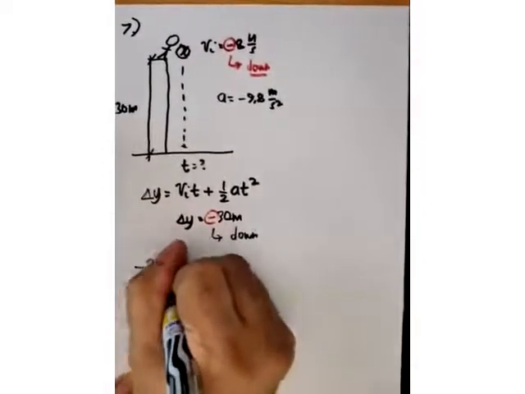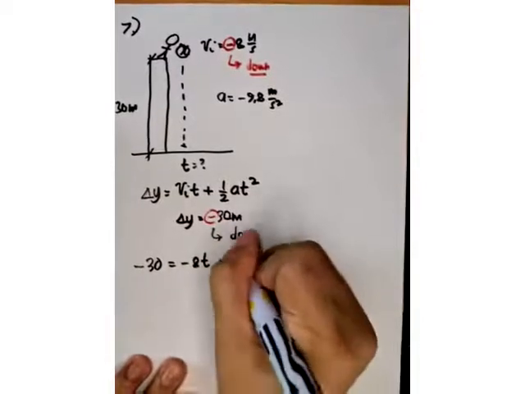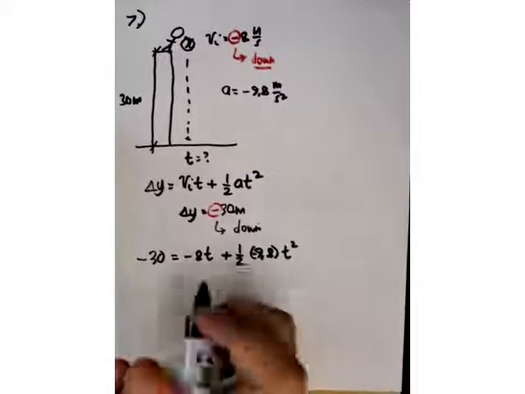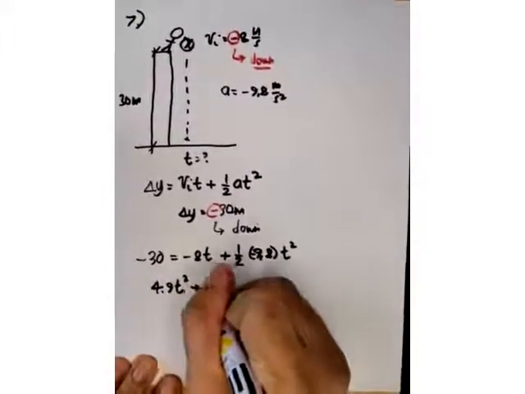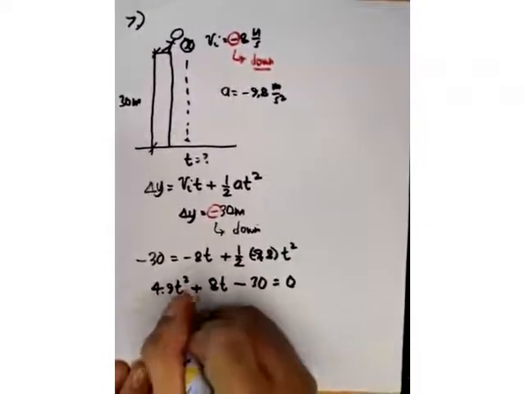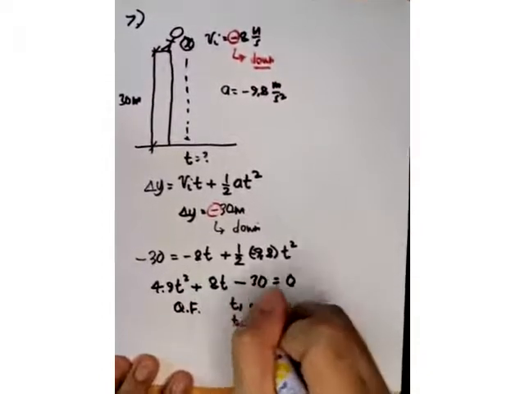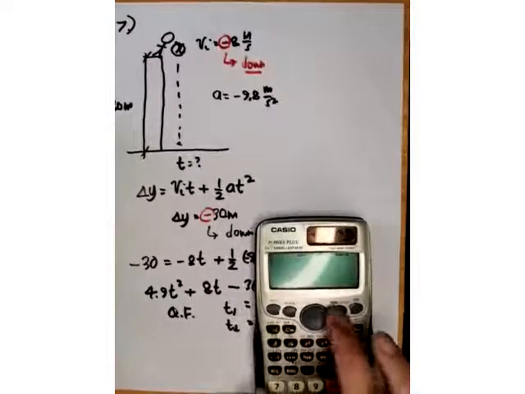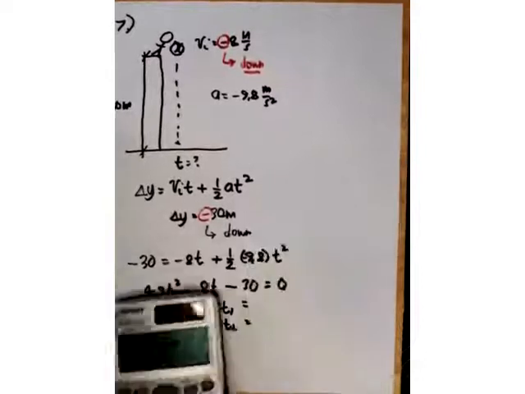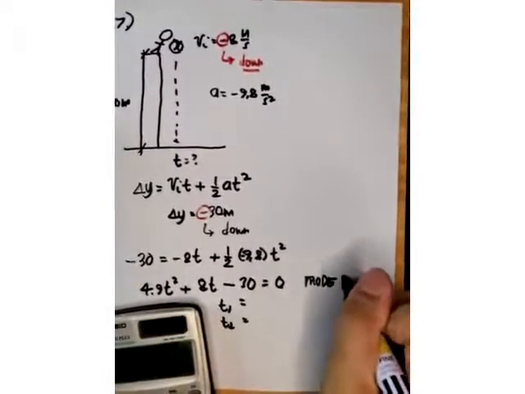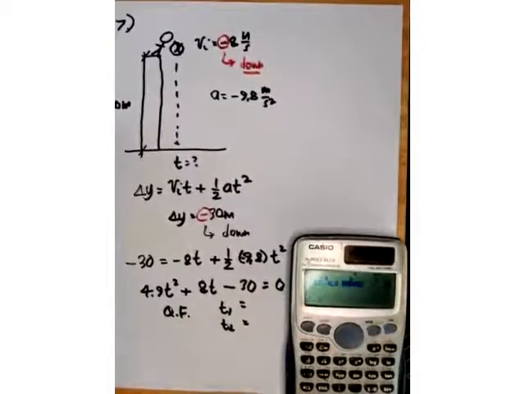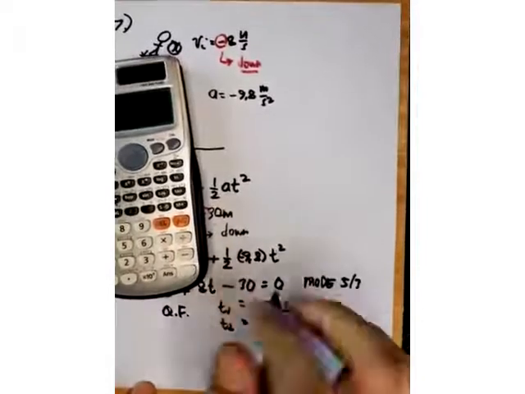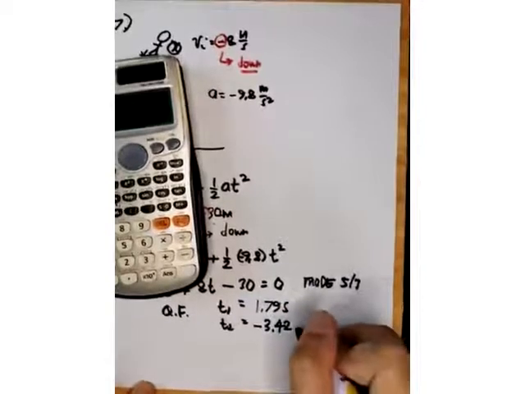Okay? So, let's apply them. Negative 30 is equal to negative 8 times t plus 1/2 times negative 9.8 times t squared. Let's transpose everything to the left. So this will be 4.9 t squared plus 8t minus 30 is equal to 0. Let's just use quadratic formula ng calculator. I'll be expecting 2 answers because that's squared. Mode 5, 3. Then you type 4.9, 8, and negative 30. So t1 is 1.79 seconds and t2 is negative 3.42 seconds.